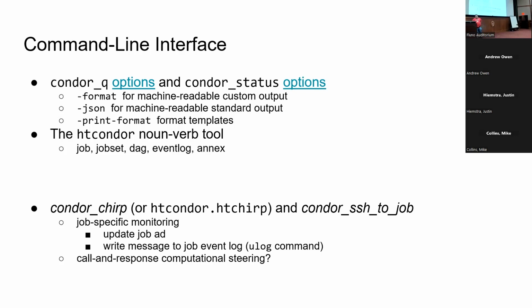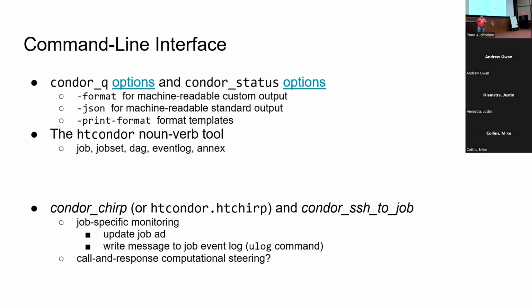but because it might serve as a source of useful Python code. Those are all written in Python using the Python bindings. We will be supporting them for quite some time, and we'd like to think our code serves as a good example. Maybe it doesn't always, but you can at least look at it and learn from our mistakes. So job, set, DAG, event log, and annex, those are the five nouns that we cover right now. Not all of those are actually in a release version of Condor.